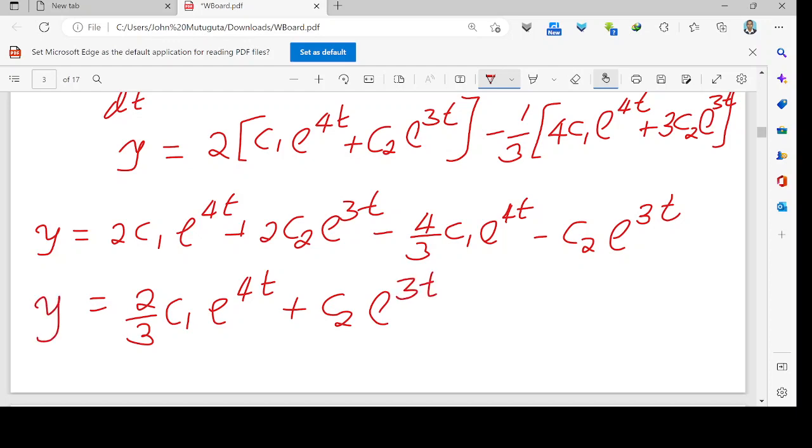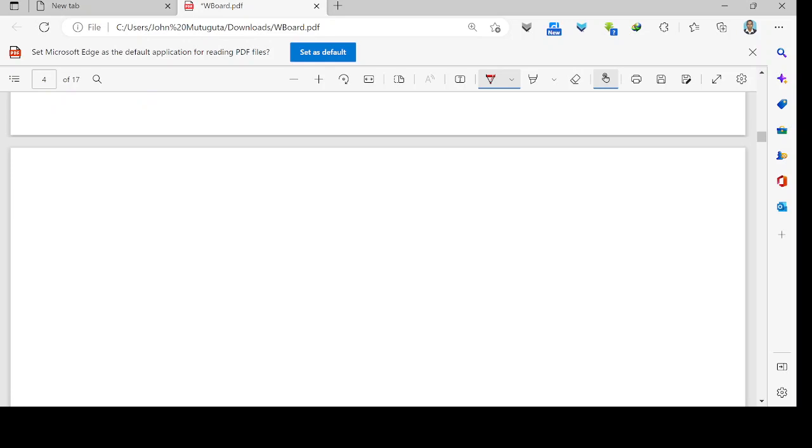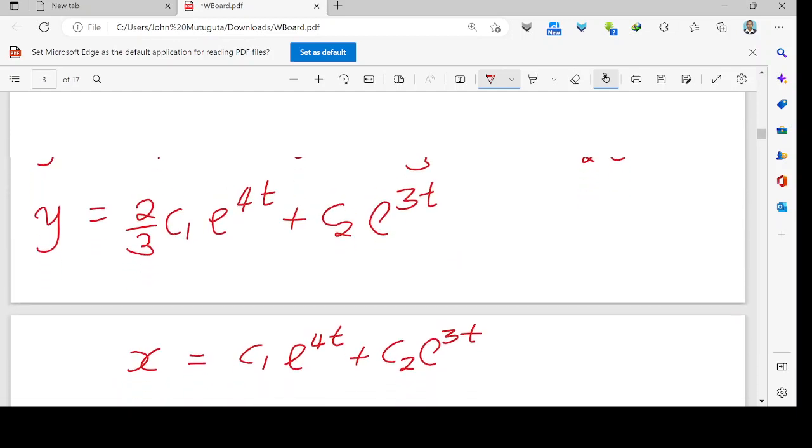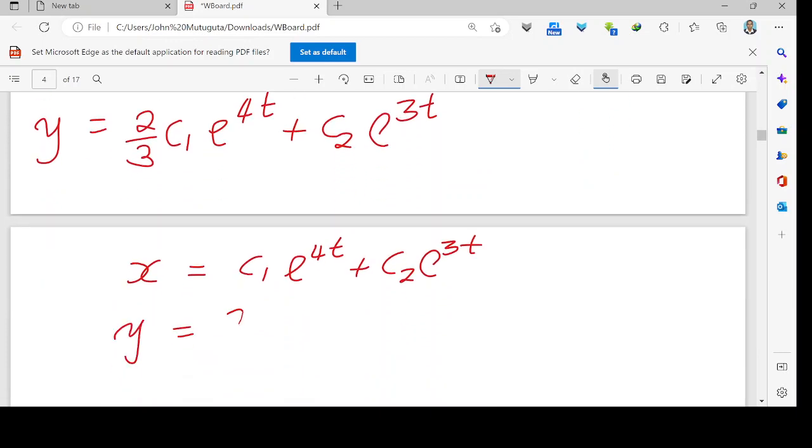This is y. So now the solution of the system, we can write x is equal to c1 e raised to power 4t plus c2 e raised to power 3t. Then y is equal to this function here, which is 2 over 3 c1 e raised to power 4t plus c2 e raised to power 3t. This is now the solution of the given system.